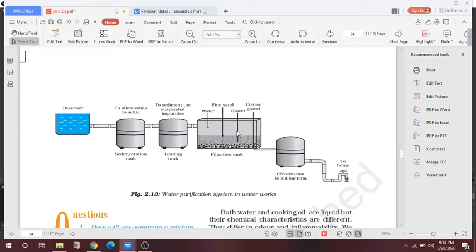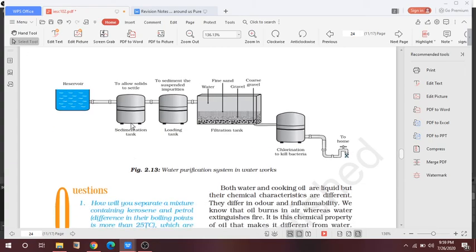Fine sand, gravel and coarse gravel particles are placed below the water layer, and impurities sediment by the process of sedimentation. So the upper layer of water then goes into the chlorination tank, and the chlorination tank is used to kill the bacteria present in the water, and then it will go into the home.